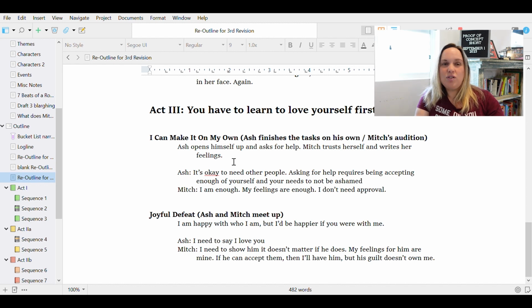Ash asks for help for grieving. He forgives Alana, and he forgives his grandmother for dying, and does all of this with the help of a community, which is something he'd been avoiding all film. So they both fix themselves, having gotten out of this relationship, and then, joyful defeat, instead of one of them inviting the other, they meet up.